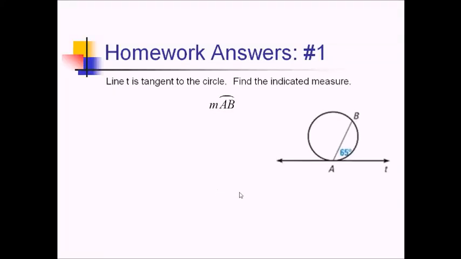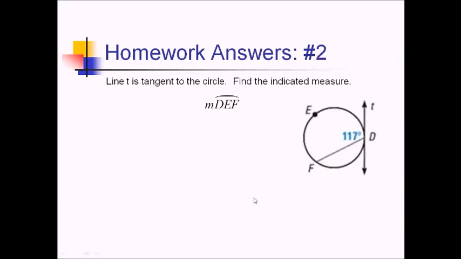For number 1, we're trying to find the measure of arc AB right here. So they gave us this angle A, this 65 degrees. Since we have a tangent and a chord intersecting, this is essentially an inscribed angle. So that means this arc is going to be twice 65, or 130 degrees.